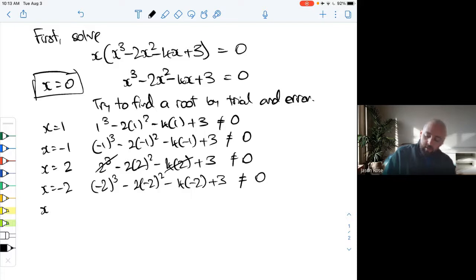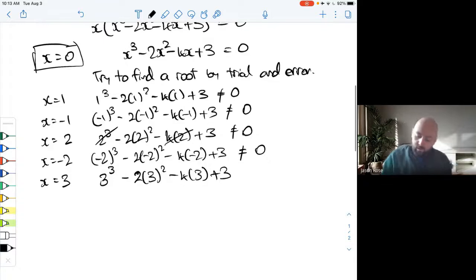Let's try 3. 3 cubed minus 2 times 3 squared minus 4 times 3 plus 3. It's getting a little harder to do it now, so I might have to do this one out. 3 cubed is 27. 3 squared is 9 times 2 is 18. Minus 12 plus 3. This looks good.